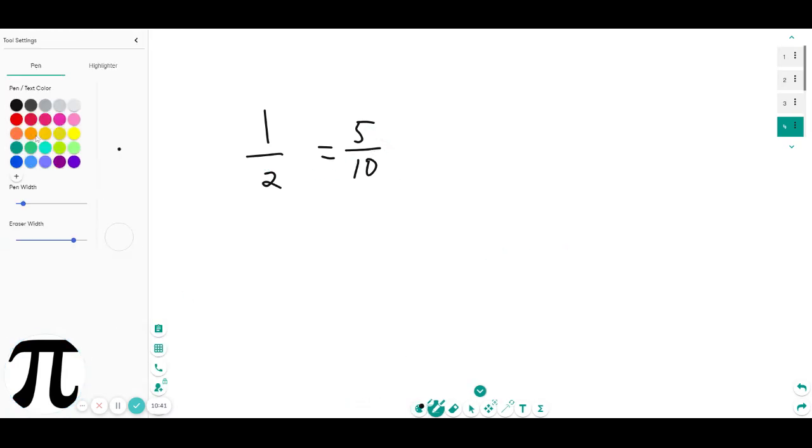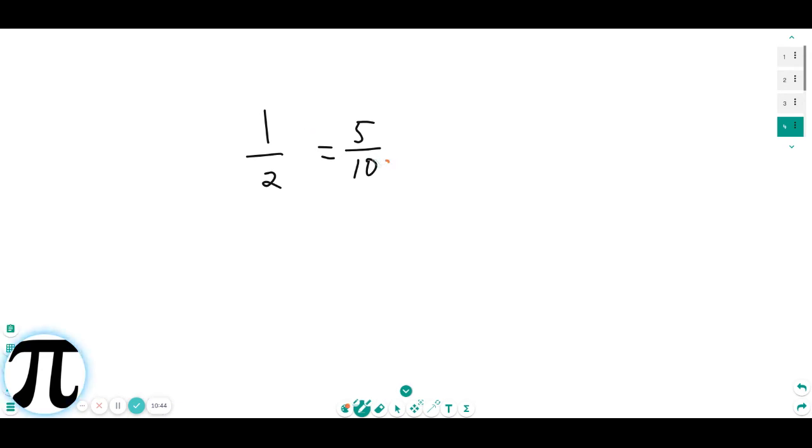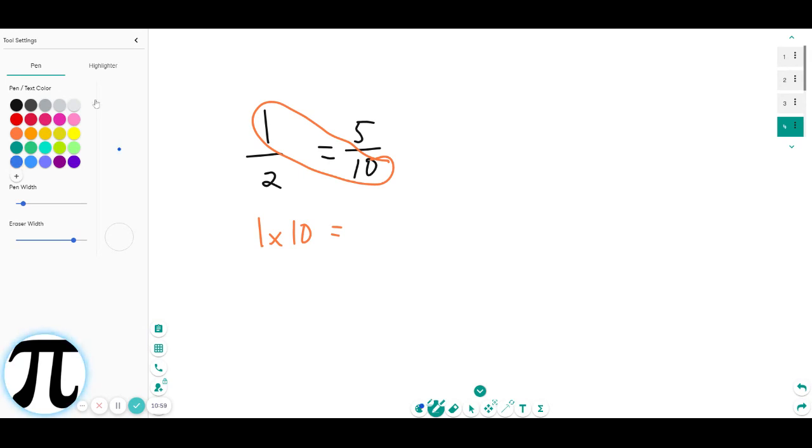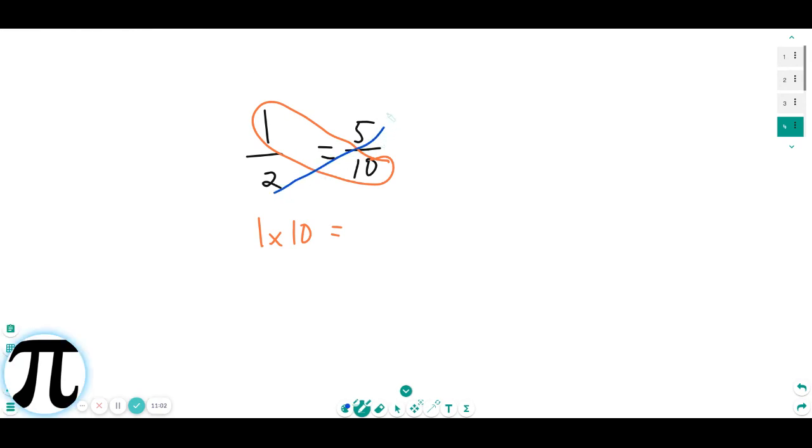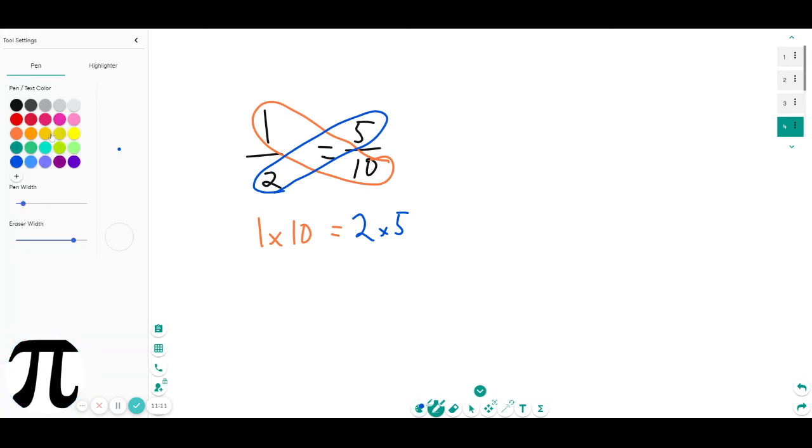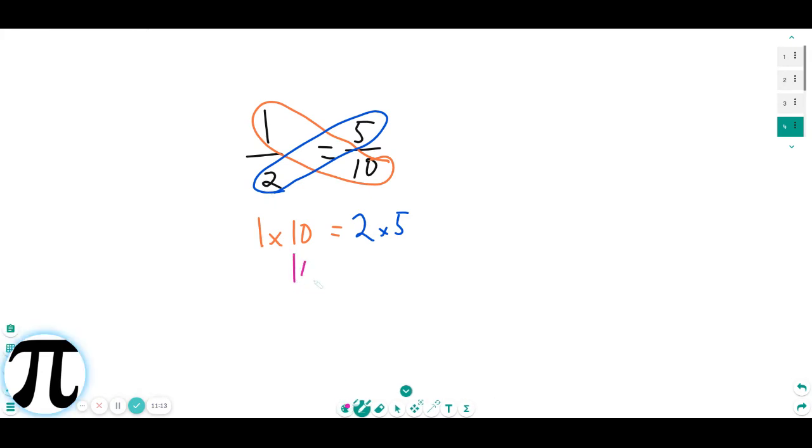There's another way. This cross multiplying also verifies, or is a way of checking, whether two fractions are equivalent. So let's start with the orange. 1 times 10. Does it actually equal 2 times 5? This is why they call it the butterfly, because it ends up looking like butterfly wings. Is this actually equivalent? Yes, 1 times 10 is 10, and 2 times 5 is 10. So this is a way of checking.